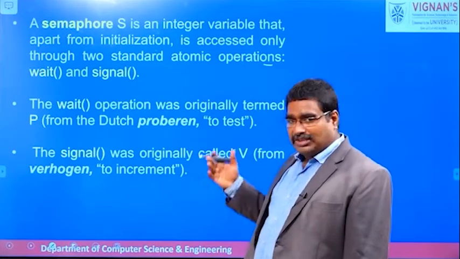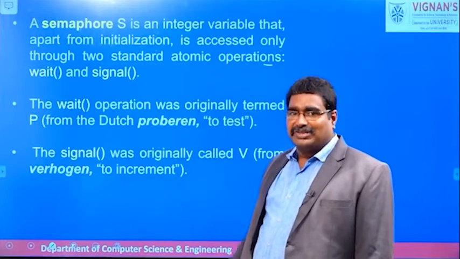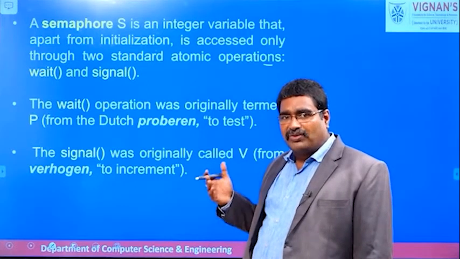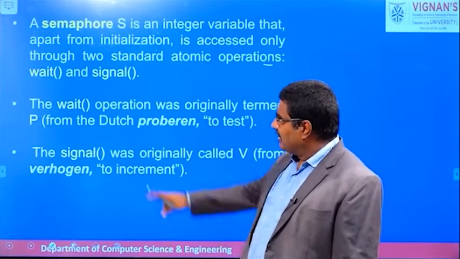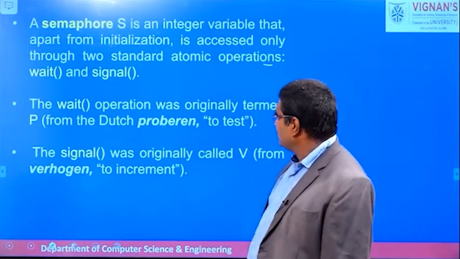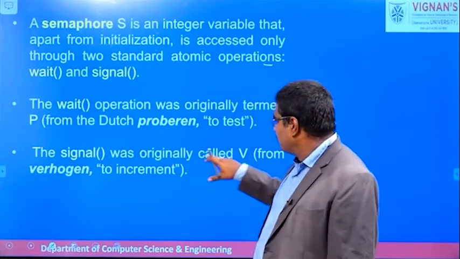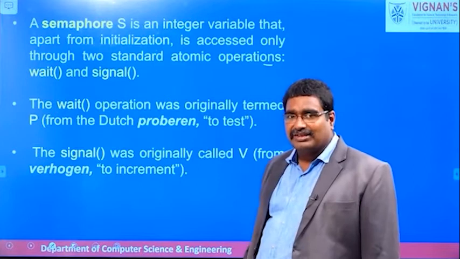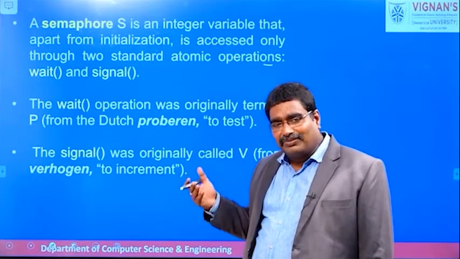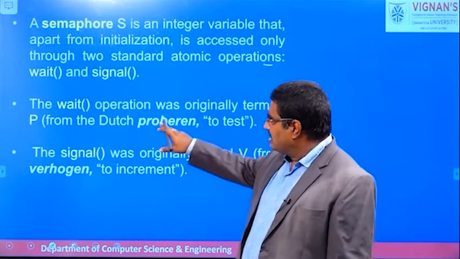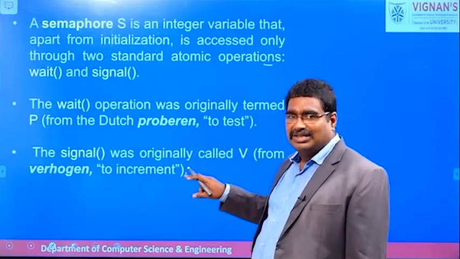So, the semaphore is an integer variable. We can assign any value at the time of initialization, but its value is modified using the two functions: wait and signal. The wait operation was originally termed as P, and similarly the signal operation is originally termed as V. In some textbooks, P represents the wait function and V represents the signal function.